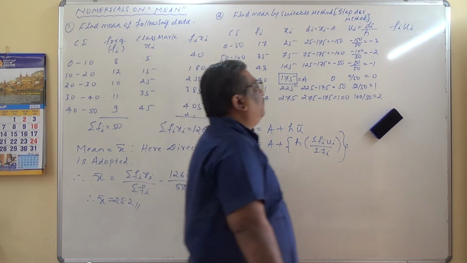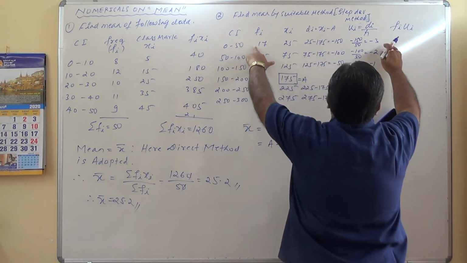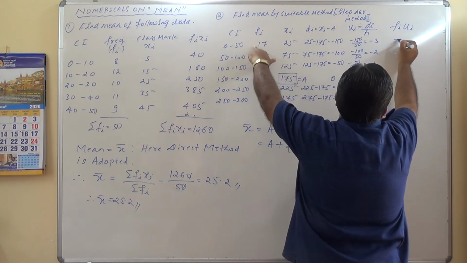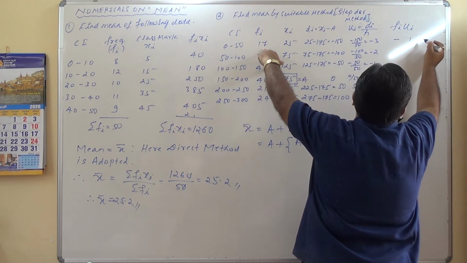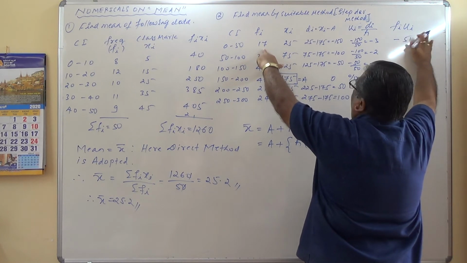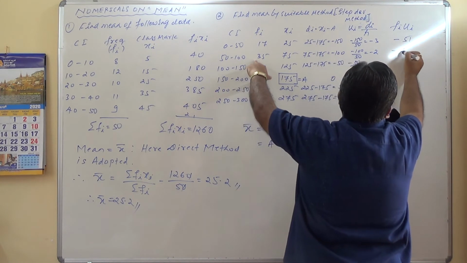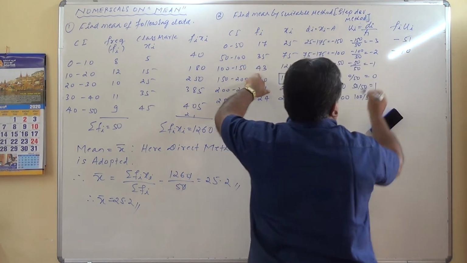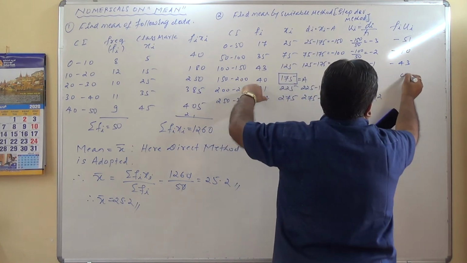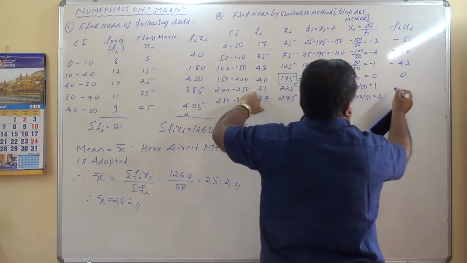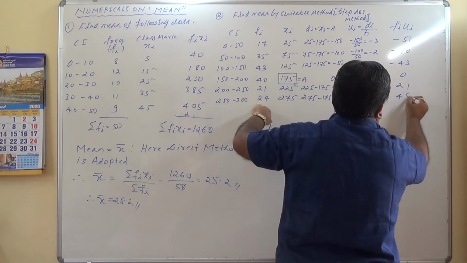These are the values. Next comes fi into ui. fi is 17 into minus 3 which is minus 51, and then 35 into minus 2 is minus 70, 43 into minus 1 is minus 43, 40 into 0 is 0, 21 into 1 is 21, and 24 into 2 is 48.